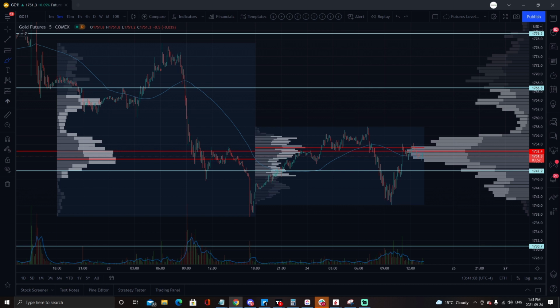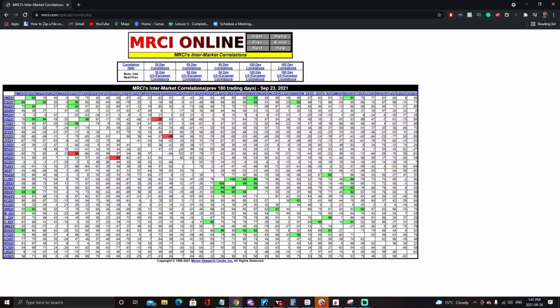So if we go to a website here and look at the past correlation of gold with other assets, here it is, MRCI, and we can use different days of correlation. Let's go to 180-day correlation. If we look at gold, symbol GC, it's going to be somewhere right here. The first four are all equity futures. If we compare them over the past 180 days, or half a year, we have just barely negative correlation.